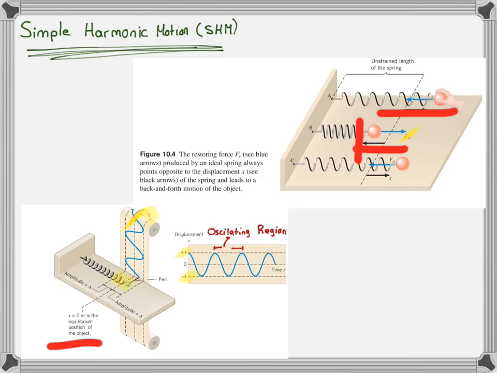The wavelength of the sine function, or the distance from crest to crest or trough to trough, is called the oscillation region, which has also commonly in the past been referred to as the wavelength. The x for our equations is 0 when it is in the equilibrium position. Keep that in mind.